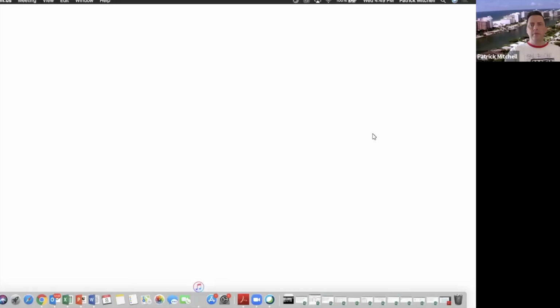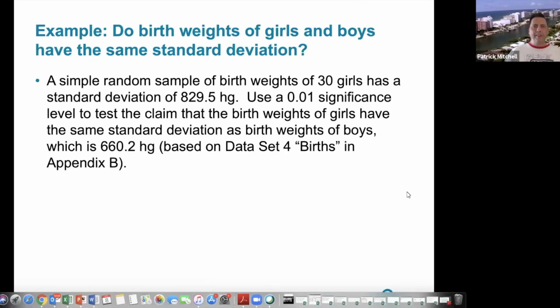Okay, let's do one more example. The simple random sample of birth weights of 30 girls has a standard deviation of 829.5 hectograms. Use a 0.01 significance level to test the claim that the birth weights of girls have the same standard deviation as birth weights of boys, which is 660.2 hectograms.